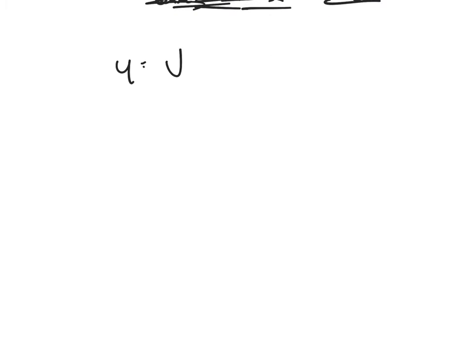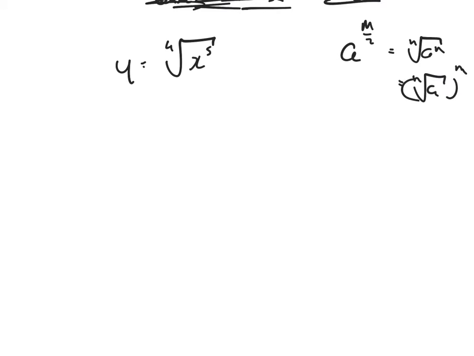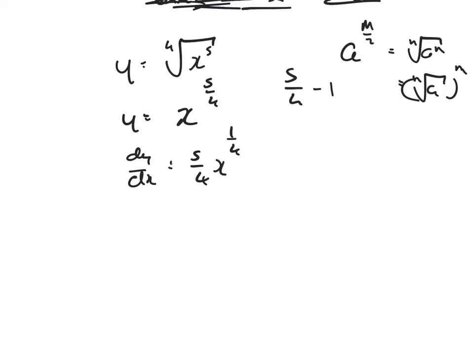Okay, let's try differentiating the fourth root of x to the power 5. So again, using that rule, that can now be written as x to the power 5 over 4. Bring the power down, multiply, take 1 away from the power, that's 5 quarters x to the power 1 quarter. And I got that because 5 quarters take away 1 is 5 quarters take away 4 quarters, which is 1 quarter.